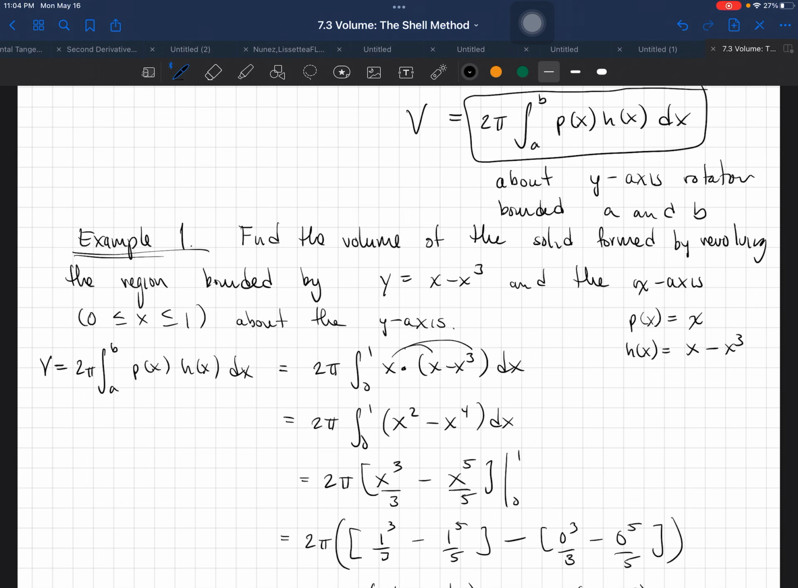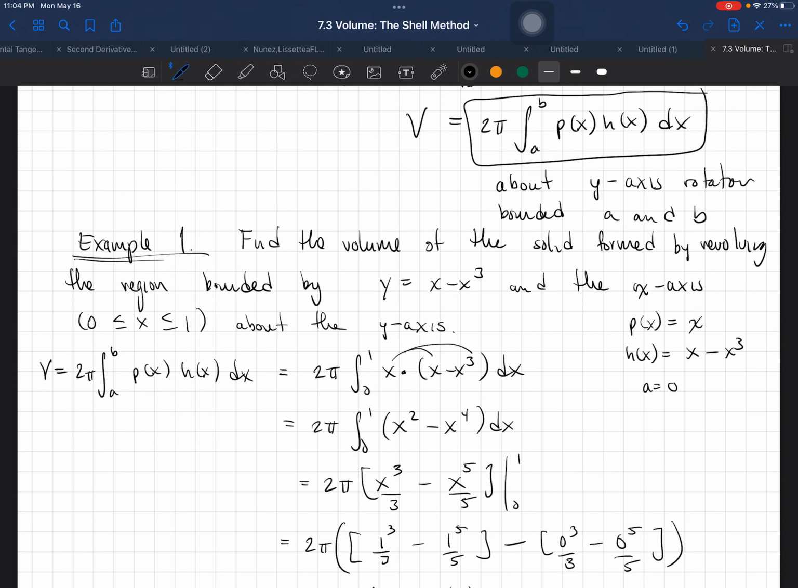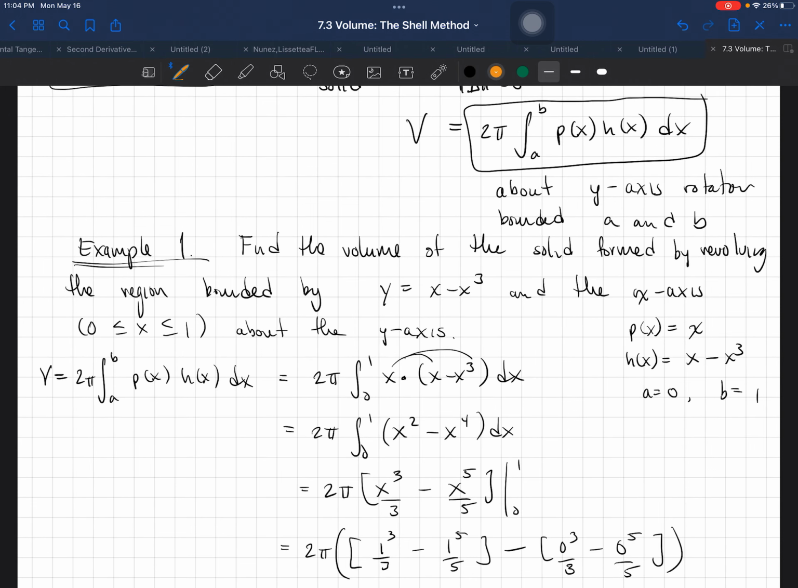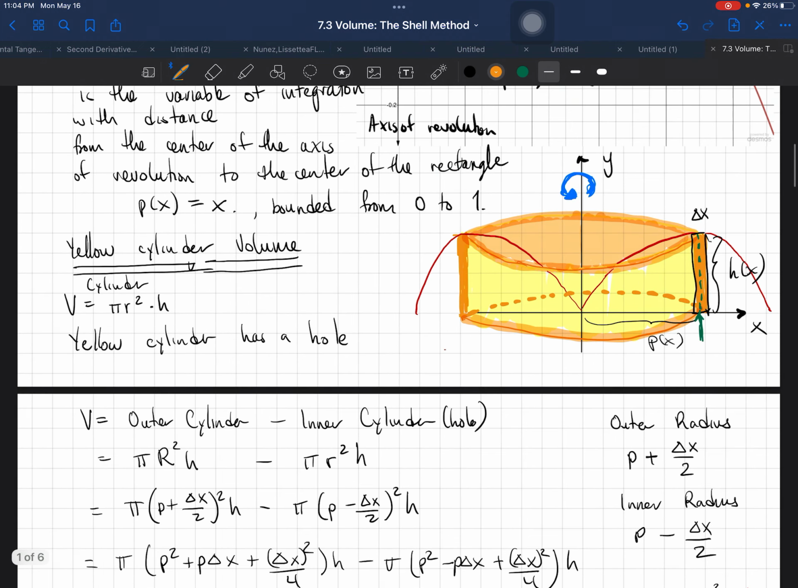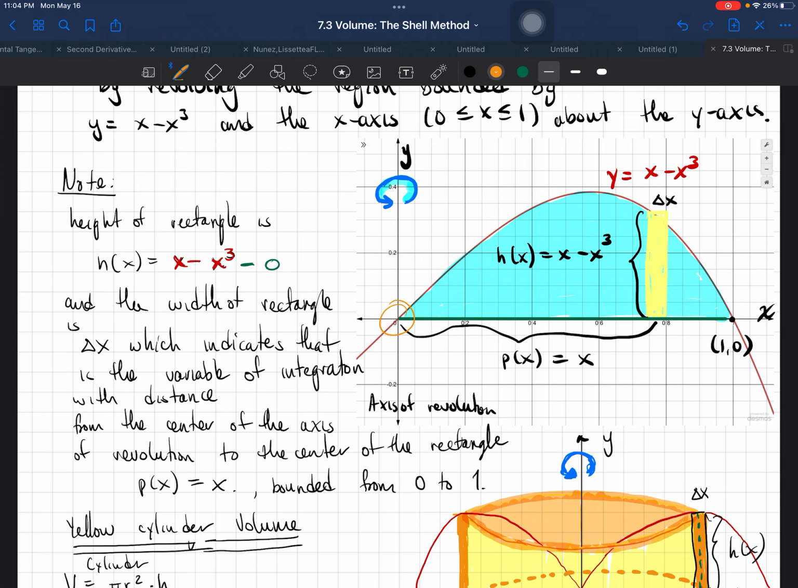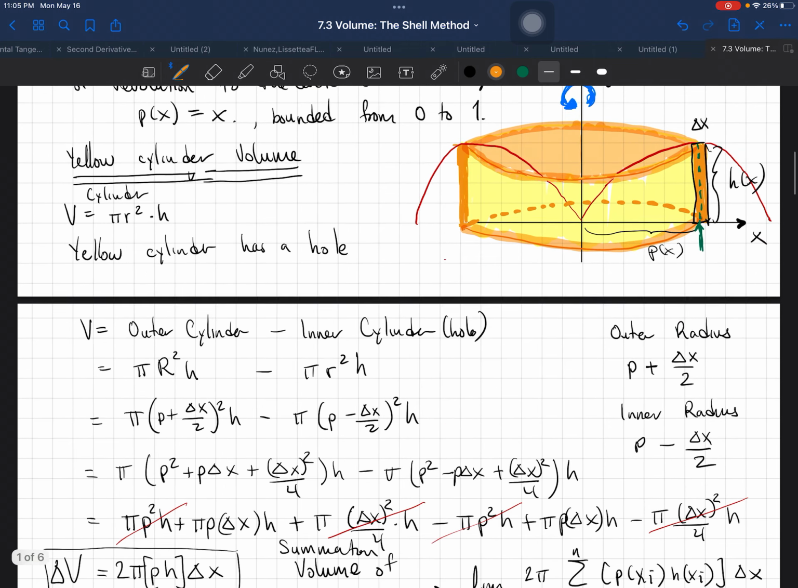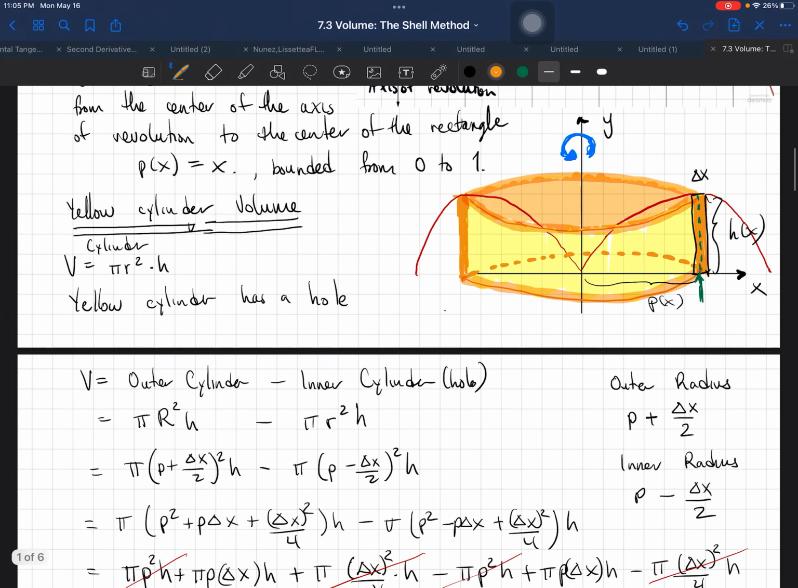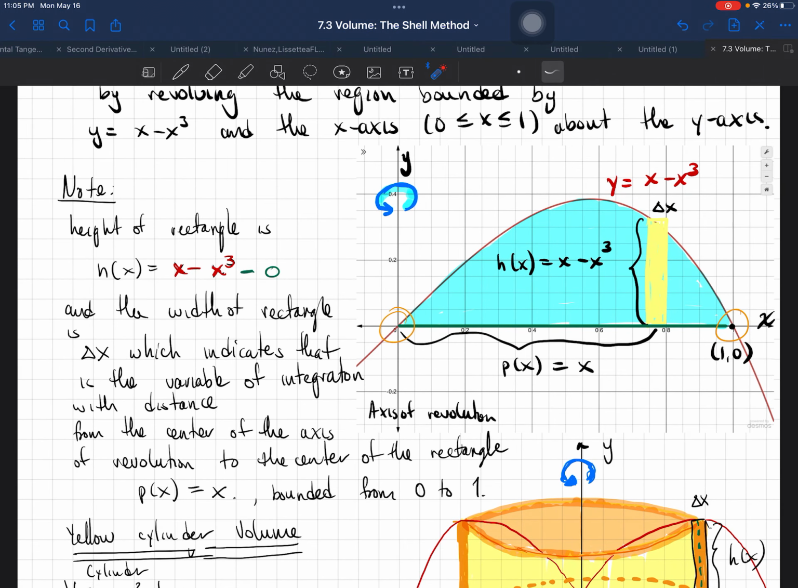And so we're going to go ahead and use this. This is bounded by a equals 0 and b equals 1. We can see that here, and we can also see it in this graph, 0 to 1. And then we also have it here, a perfect visualization. Here's the rectangle, that's the distance from the rectangle to the axis of rotation. The height of the rectangle is the graph that was given to us.